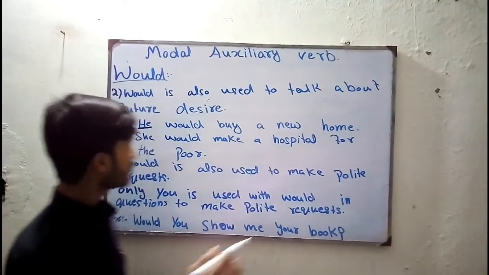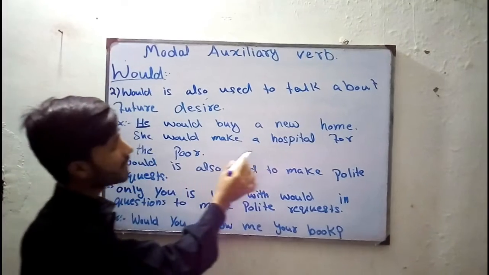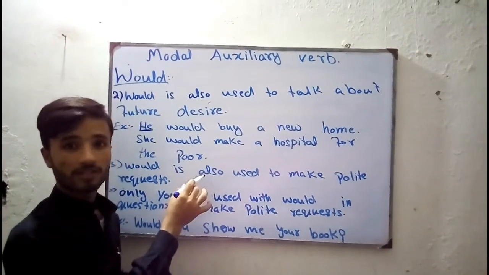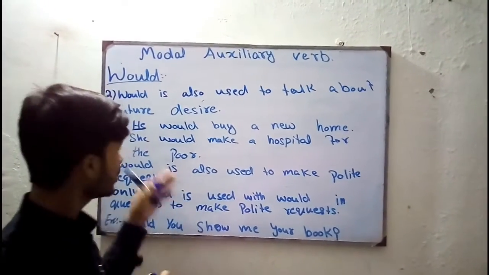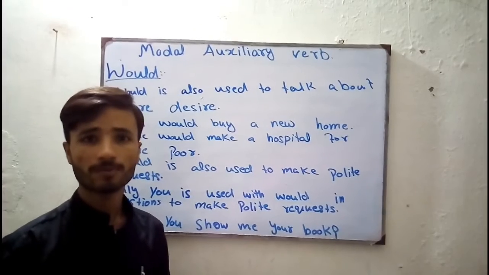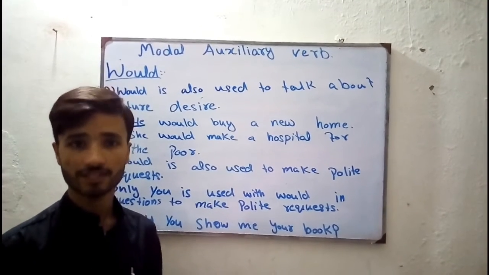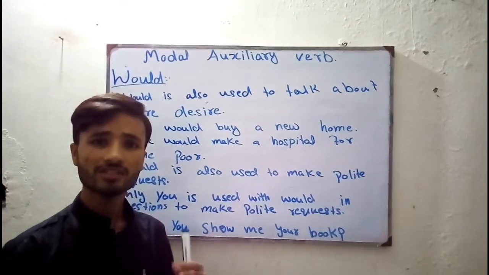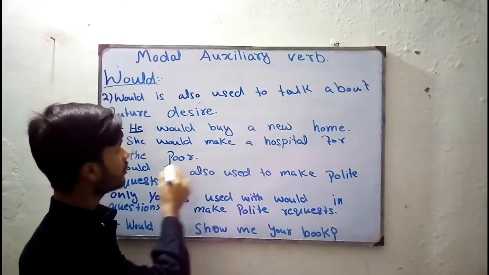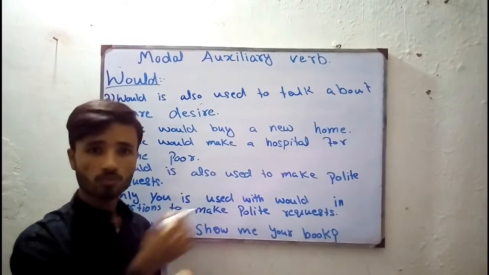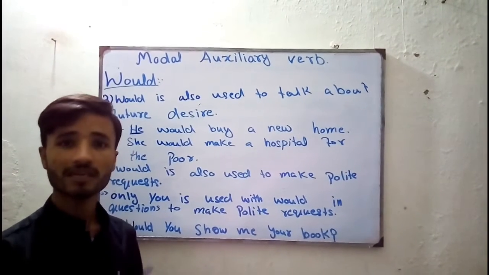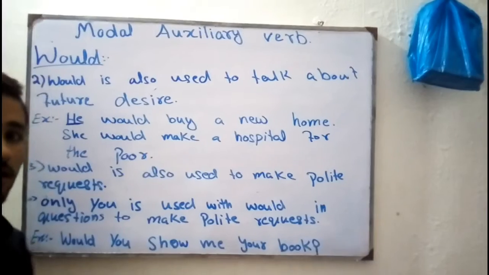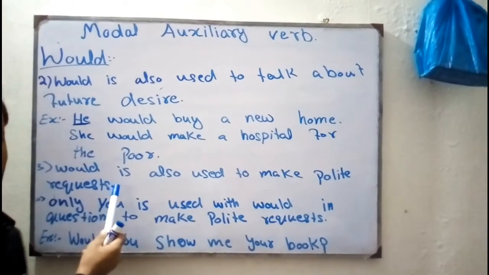Is this clear? So see the second example. She would make a hospital for poor people. She really wants to make a hospital for poor people. It is her desire. It is her wish. But unfortunately she is not that rich, or she is not able to make a hospital for poor people, but she just wants it. It is her desire or her wish. Is this clear?